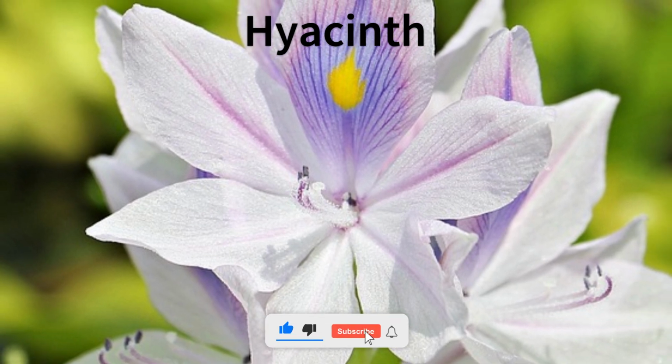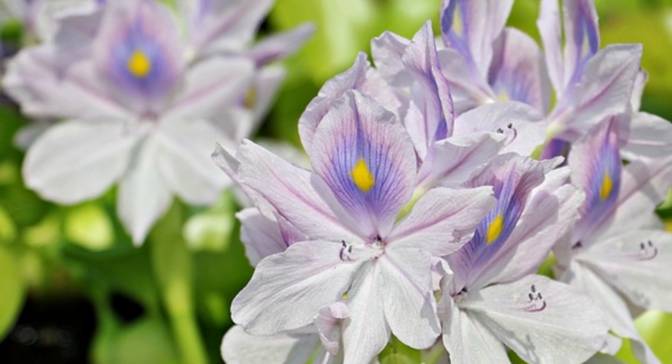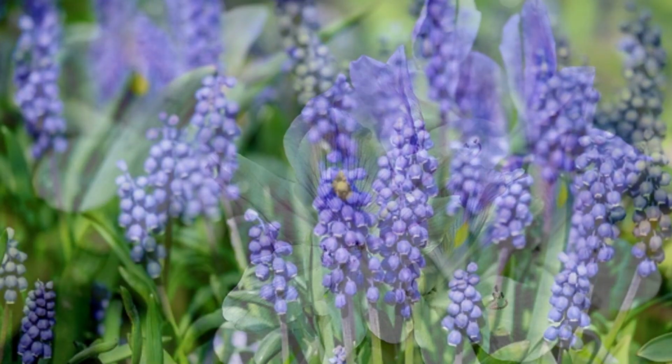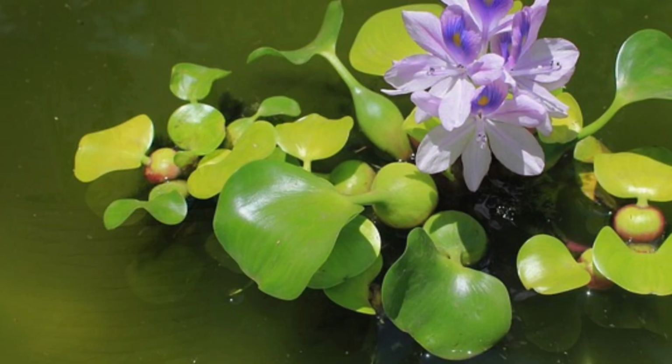Hyacinth, key features and information. Botanical name. Hyacinth belongs to the genus Hyacinthus in the family Asparagaceae. The most commonly cultivated species is Hyacinthus orientalis, also known as the garden hyacinth.